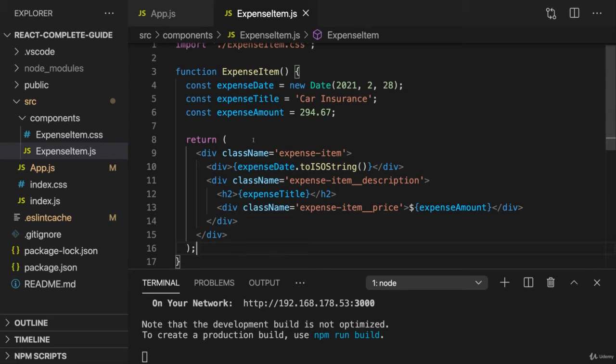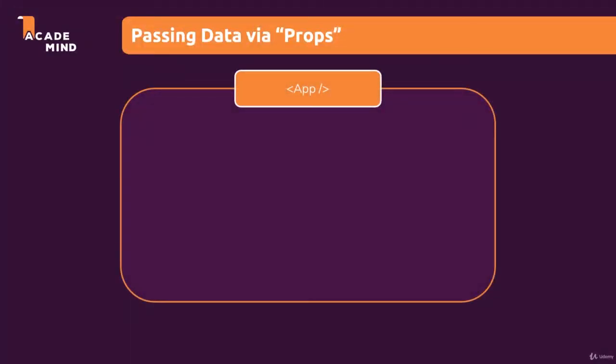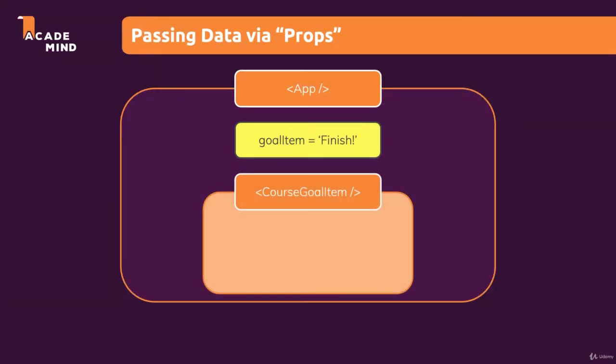We can make our components reusable by using parameters and a concept called props in React. Let's say in your app component, you have a goal item variable or constant defined, which holds a string of finish. And then let's say you have a custom component, the course goal item component, which has a list item inside of it, where this goal item should be output. That's just another example, not the code we've been working on. We can have a custom component which should output a list item where the goal item should be output dynamically.